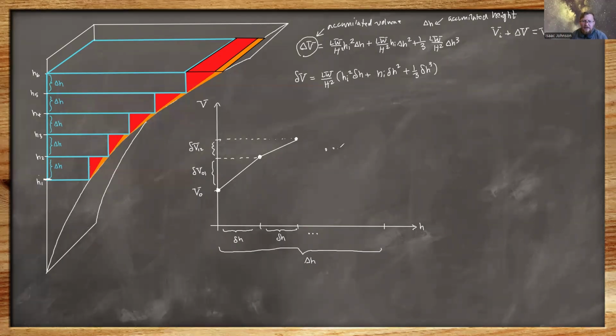And you have some V final. And that's the volume that you're at. It's the initial volume you have plus the accumulated volume you gained along the way. I might call that V sub n. And I suppose I could call this like H0, H1, H2, all the way up to Hn.